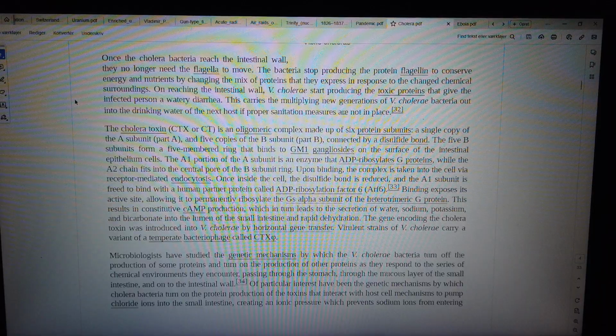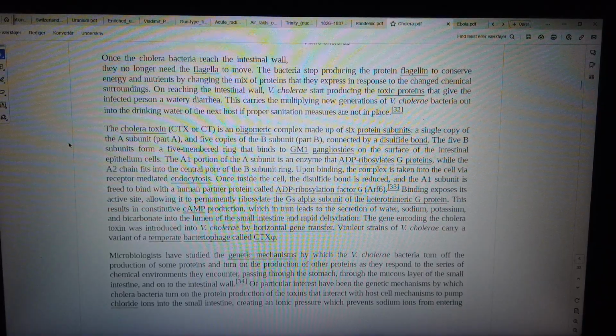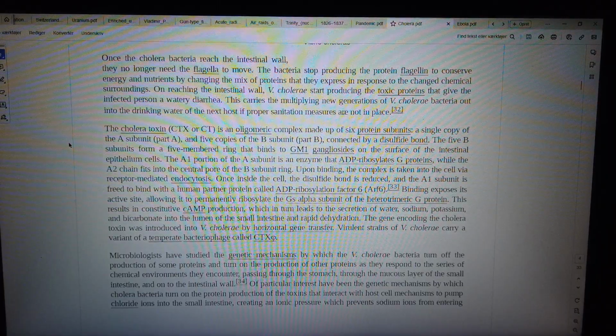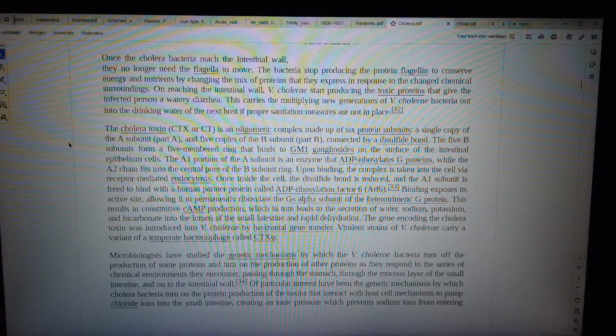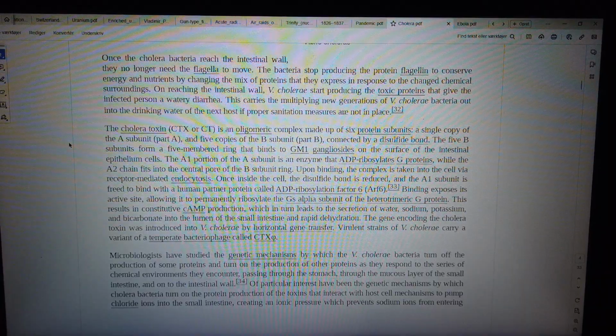drinking water of the next host if proper sanitation measures are not in place. 32. The cholera toxin, CTX or CT, is an oligomeric complex made up of 6 protein subunits, a single copy of a subunit, part A, and 5 copies of the B subunit, part B, connected by a disulfide bond.